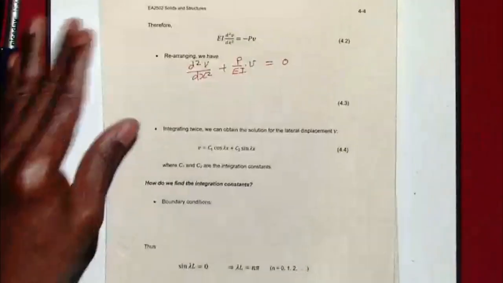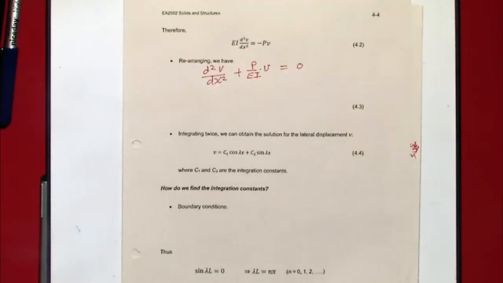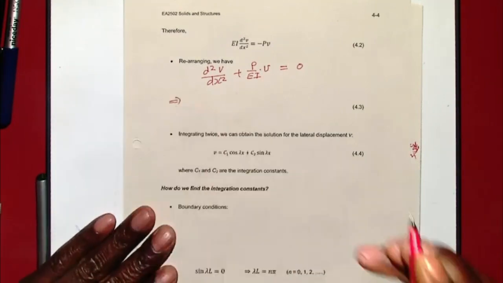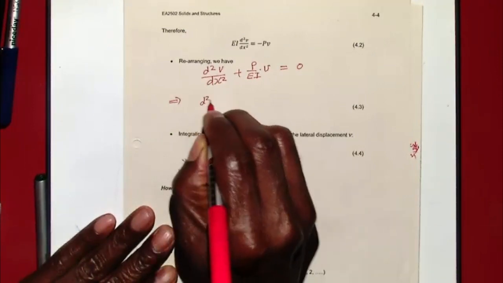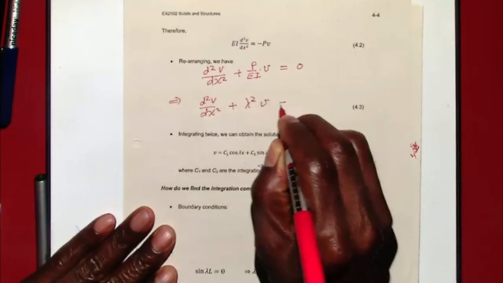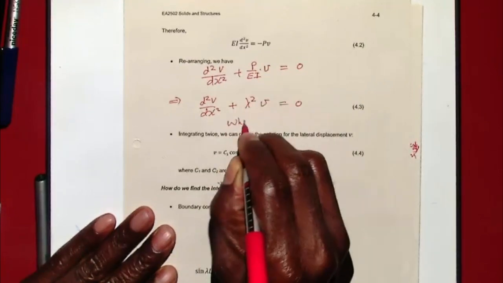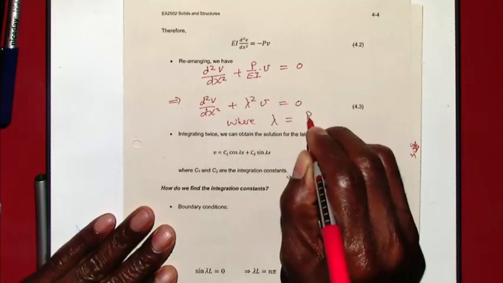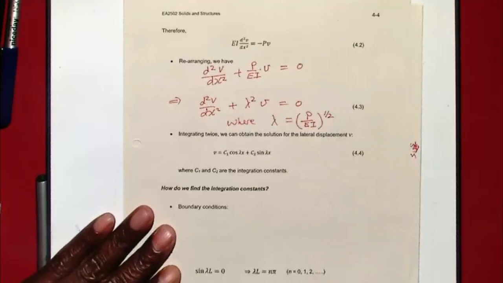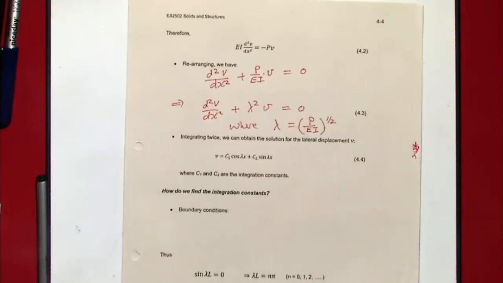So if I look at that, I want to solve that for V. The details of the solution I'm not going to go through, I'm just going to explain how it is done. This can also be written as d2V/dx squared plus lambda squared V equals 0, where lambda squared is P over EI. I've replaced P over EI because that will appear in the solution.